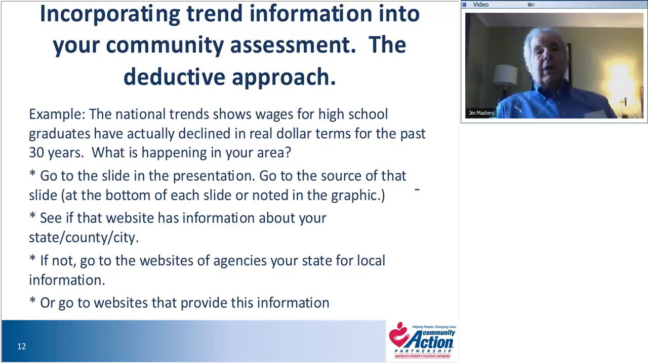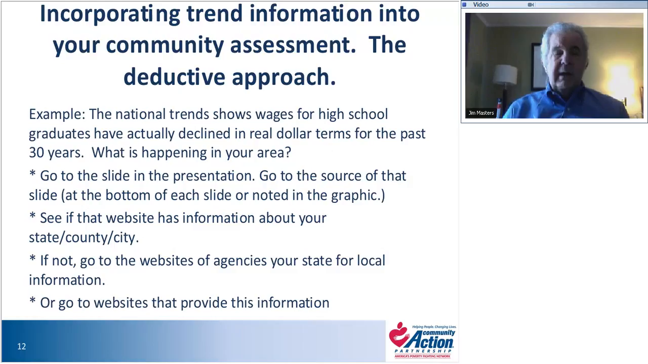How many are unemployed, working part-time but like full-time, temp but want permanent, wages that are below the poverty level? So we looked at the inductive approach, what people are saying in a community meeting, and then there's also the deductive approach, which is what we're going to try today. So we looked at national trends, and we see the trends as have been happening for the past 30 years, and there are all kinds of data sources for national trend information.